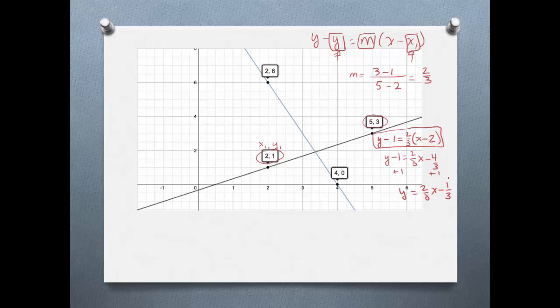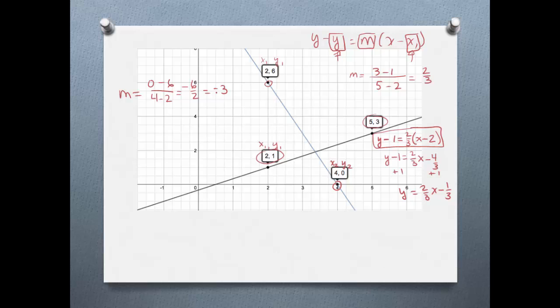Okay, now for the blue line, same thing. I've got these points, 2, 6, and 4, 0. The first thing I want to do is find the slope. For the blue line, I'll call this one x1, y1, and 4, 0 will be x2, y2. So I'll have 0 minus 6 in the numerator and 4 minus 2 in the denominator. That's negative 6 over 2, or negative 3.